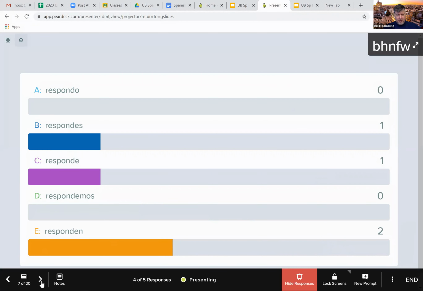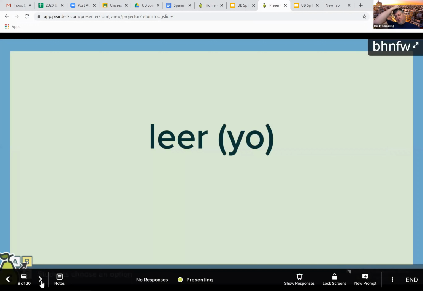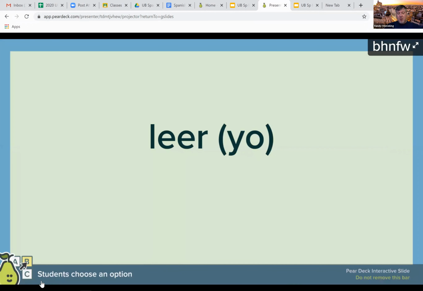I think I have one more of these. Let's try this with leer in the yo form. Leer with the yo form. Yo is I.